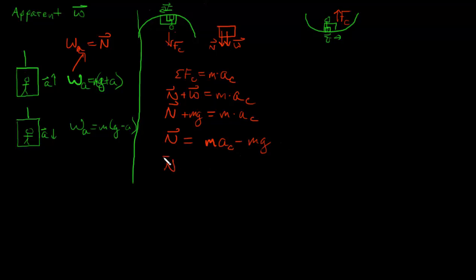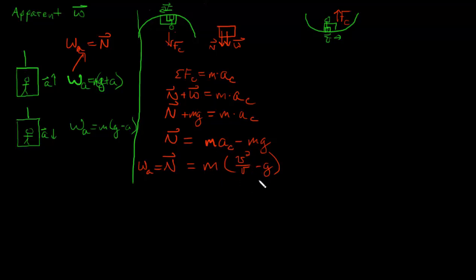So the normal force, which is your apparent weight, is going to be, if I factor that out, mass times, and centripetal acceleration is just v squared over r, minus g. So I factored out the mass. So what I want to see is this piece right here. I can see that it's decreasing, that we're taking some off.